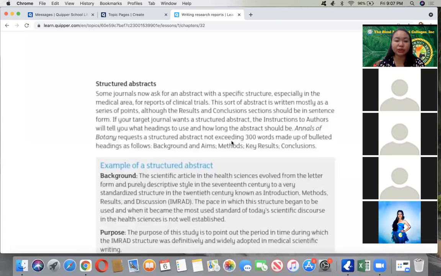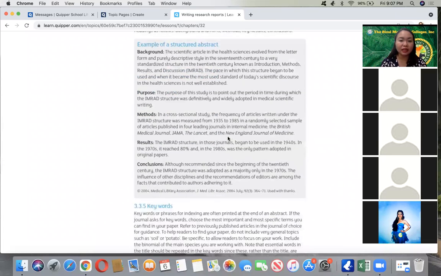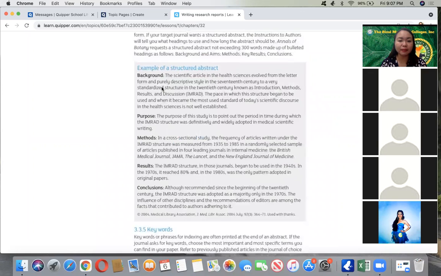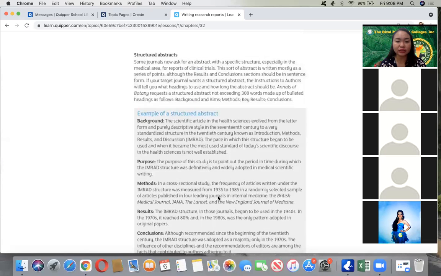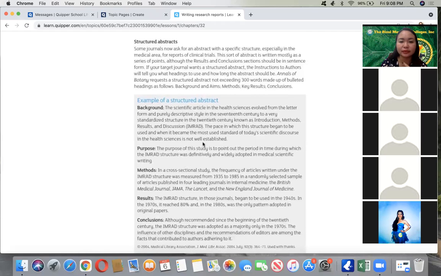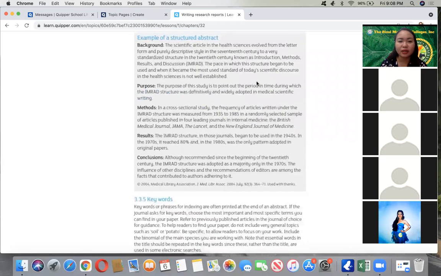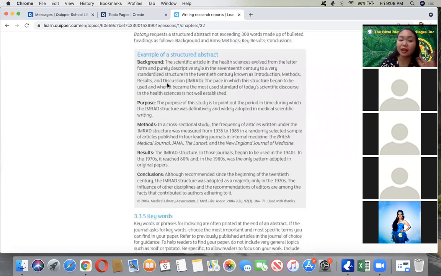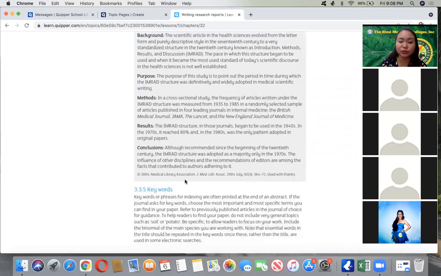We also have the structured abstract. This is an example: it has background, purpose, methods, results, and conclusions. In the structured abstract, usually not exceeding 300 words is also possible. It's structured because it explicitly labels what each part is, whether purpose, methods, or conclusion.